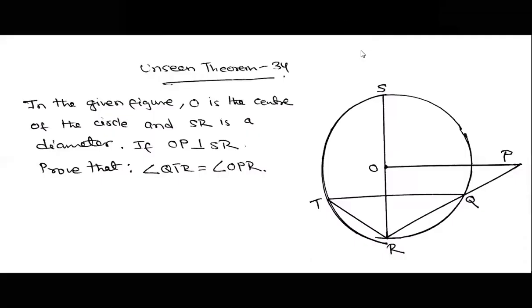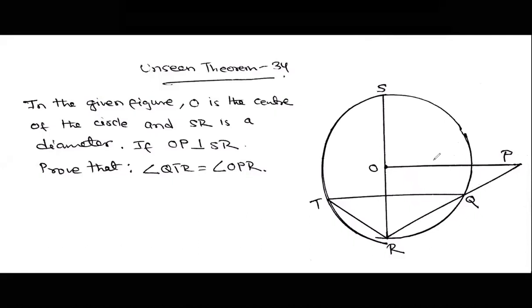Okay, let us go to the next theorem. Okay, so let us start theorem number 34. In question number 34, this type of figure is given over here. So SR is the diameter. You can see from the center it is running, and here some extra lines are also drawn. Okay, so there is no inscribed angle, there is no central angle. So no relation is there.